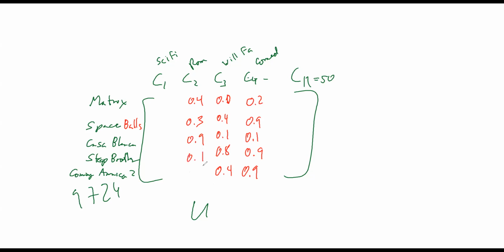So 0.1. Coming to America, the first one had some romance, and I'm assuming this one too, so 0.4. Now, sci-fi, Matrix, maybe a 1.0. No, let's just say 0.9. Spaceballs, sci-fi, yes, 0.8. Casablanca, 0.1. Step Brothers, I'm assuming not. Coming to America was not sci-fi. Do you see that, guys? Does this make sense so far?